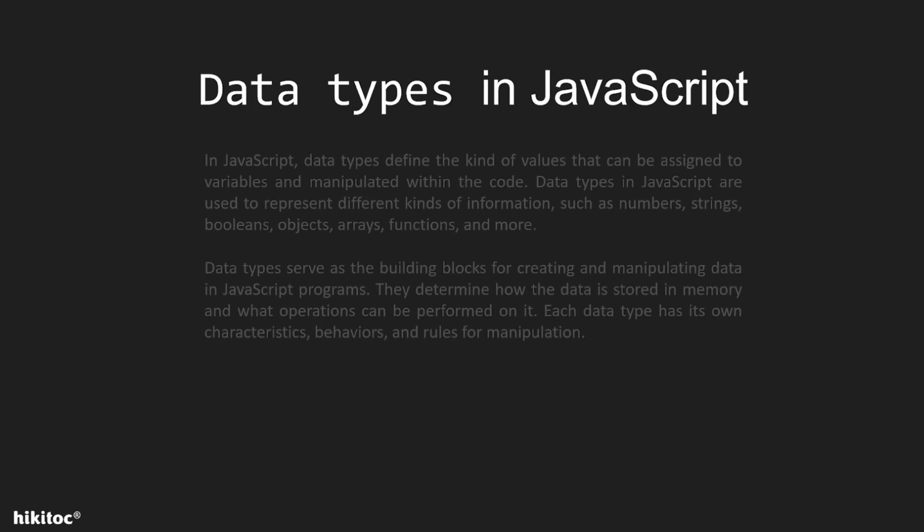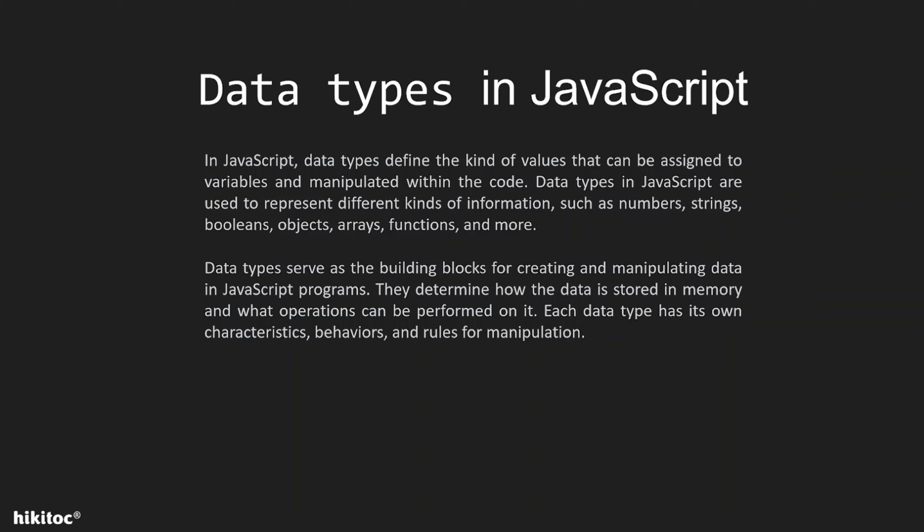In JavaScript, data types define the kind of values that can be assigned to variables and manipulated within the code. Data types in JavaScript are used to represent different kinds of information, such as numbers, strings, booleans, objects, arrays, functions, and more. Data types serve as building blocks for creating and manipulating data in JavaScript programs. They determine how the data is stored in memory and what operations can be performed on it. Each data type has its own characteristics, behaviors, and rules for manipulation.